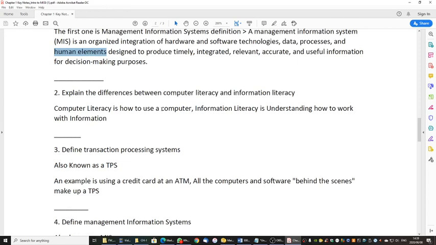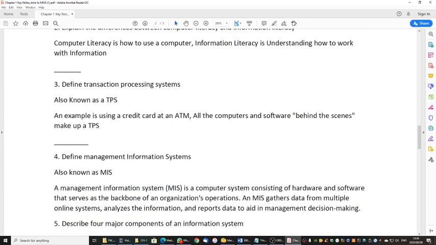Computer literacy is basically how to use a computer as we do in our daily lives. Information literacy is understanding how to work with information and the MIS we spoke of above. So it is the human working with the MIS.